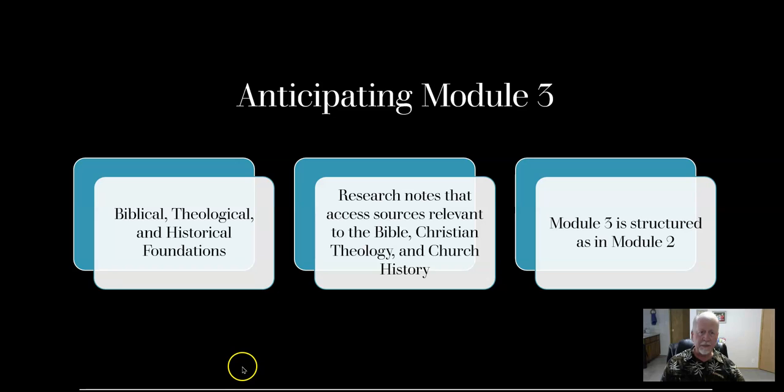In terms of anticipating Module 3, of course, Module 3 will start in week 6, but it will also be a 3-week module because it's going to deal with the next section of the proposal. So remember, the summary of the literature is going to become Chapter 2 in the dissertation, and the BTH Foundations, as we often call it, is going to become Chapter 3 in the dissertation. So we're taking our time. We're working very deliberately in this process.